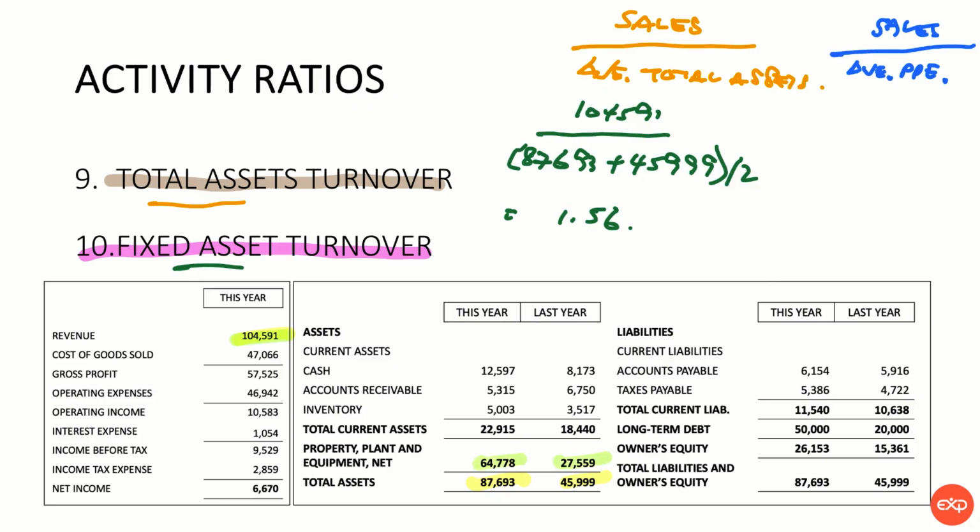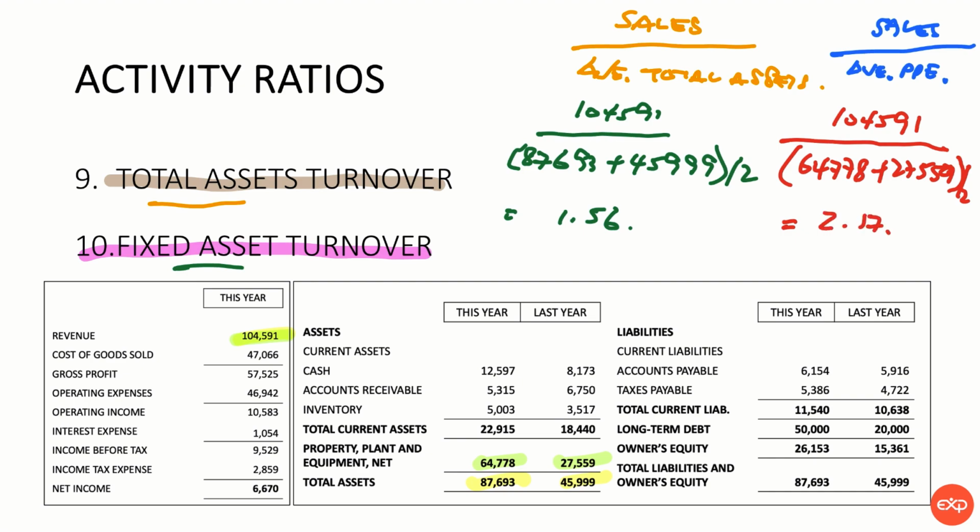Okay, so let's have a look at that. We say 104,591, which is our sales number, and we are looking at 64,778 and 27,559 divided by 2. So the number here, fixed assets turnover, is 2.17. That's the calculation there.